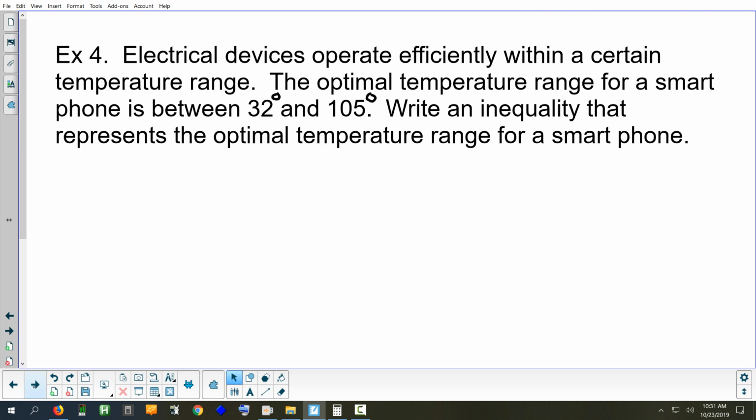Okay. So, last one says that electrical devices operate efficiently within a certain temperature range. Have you ever been outside with your phone when it's really cold? It's like 0 out, and your phone just won't turn on? When I was hiking over the winter and it was probably like 10 degrees out, the battery got so cold that it just couldn't turn back on. Or it would turn on for like 20 seconds and then shut right off. And then once it warmed back up, it was working fine. I didn't have to charge it back up or anything. It just had to get warmer again.